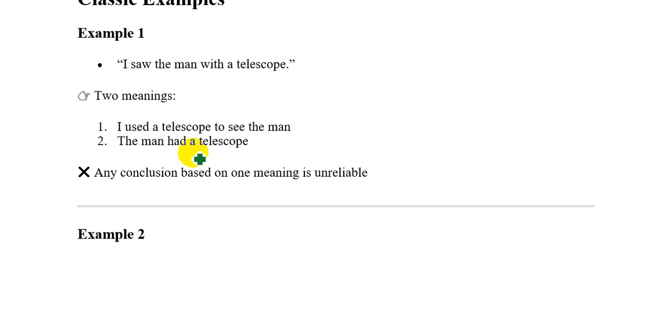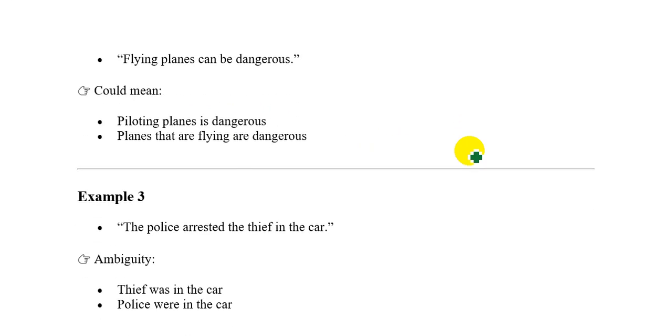For example, I saw the man with a telescope. There are two meanings in this. I used a telescope to see a man, or the man had a telescope. Any conclusion based on one meaning is unreliable. Another example, flying planes can be dangerous, meaning we are not sure if piloting planes is dangerous or planes that are flying are dangerous. There are two different meanings of the same sentence.